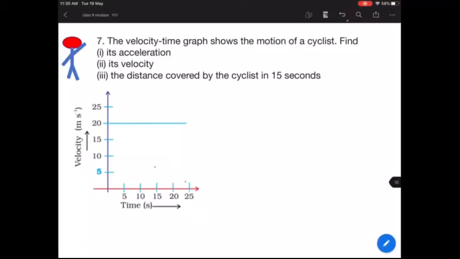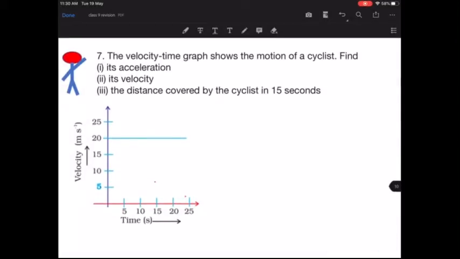Again, I have given you another graph. Try and read and understand the graph carefully. The velocity time graph is shown here, and it is of a cyclist. You have to find the acceleration. You also have to find the velocity and the distance covered. So again, it's a velocity time graph. So velocity time graph, again, the area will give you the distance. Okay? So you can first calculate the distance.